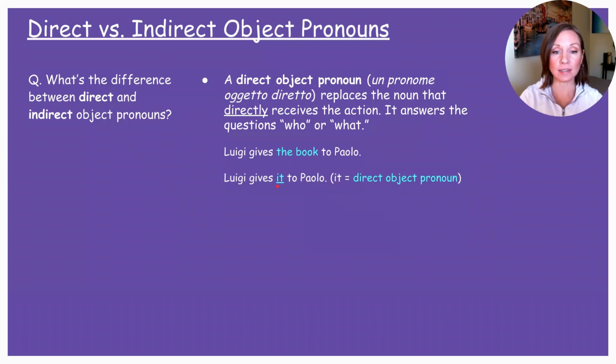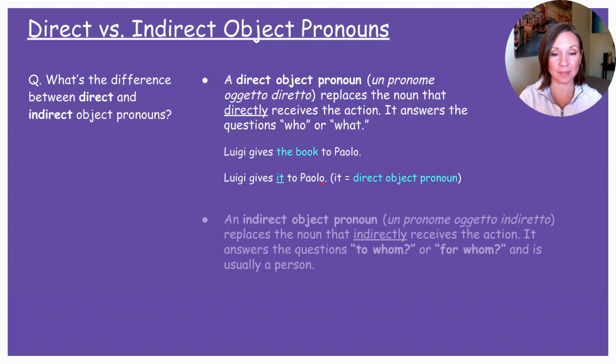Okay, so as you can see, it is the direct object pronoun, which is replacing the noun, which is the book. Okay, it's so that you don't have to keep saying the book, the book, the book every time you're referring to it. You can just say it.